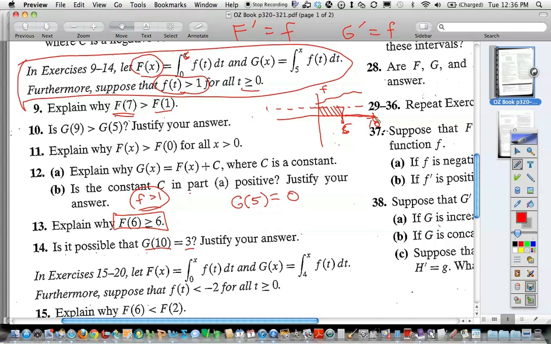If the slope is 1, you go over 5, you've got to go up at least 5. So there's no way g of 10 can be 3. No way g of 10 can be 3. It's got to go up at least 5.